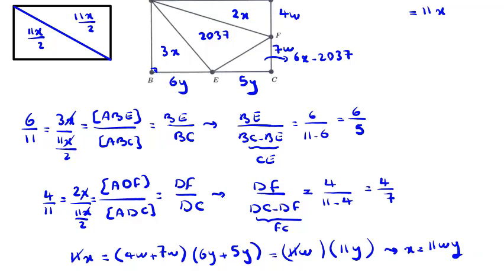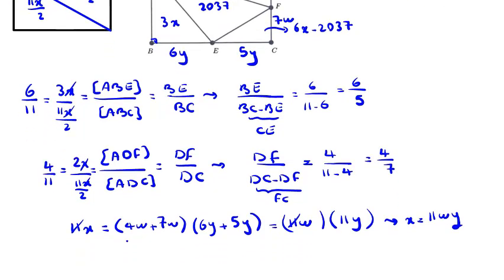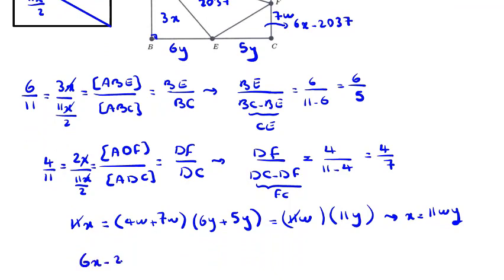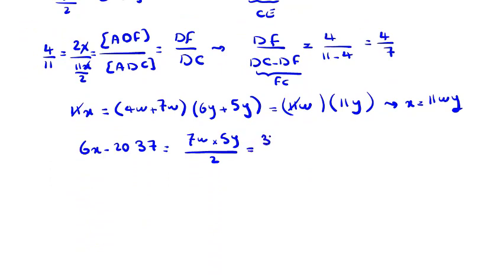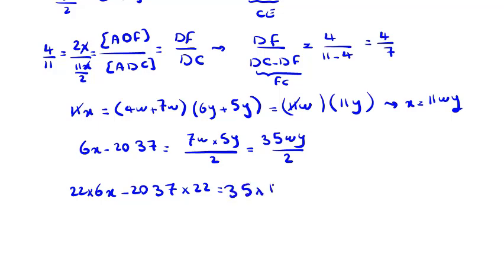Now, we found these two terms. This area is 6x minus what? 6x minus 2037. It equals this times this over 2, the triangle: 7w times 5y all over 2. Now we want to use this, so it will be 35wy over 2. Now we multiply both sides by 22. It will be 22 times 6x minus 2037 times 22 equals 35 times 11wy.